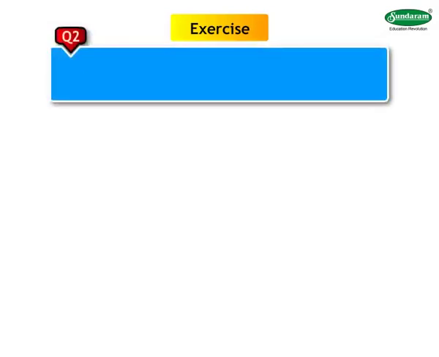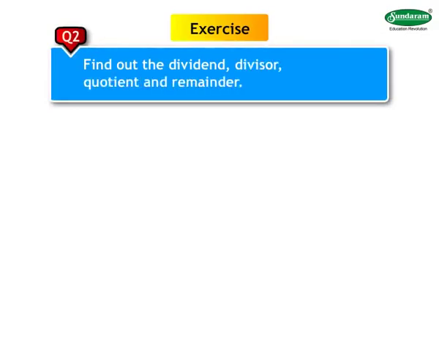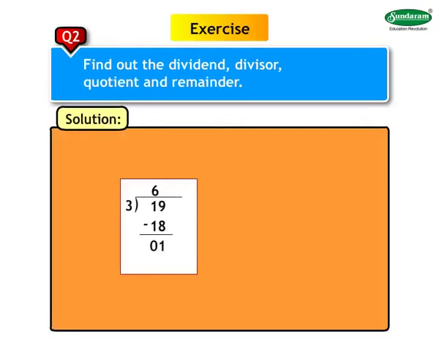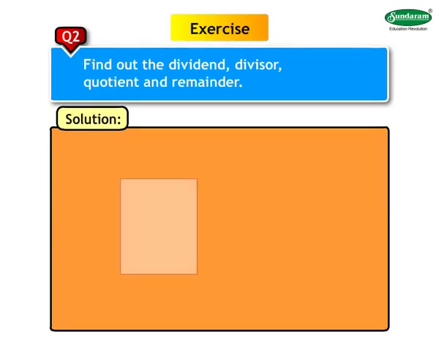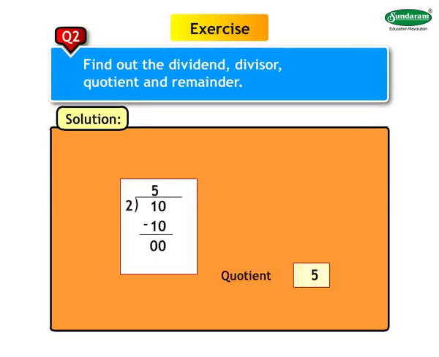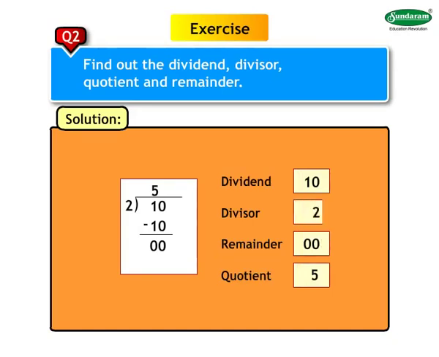Question 2. Find out the dividend, divisor, quotient and remainder. 19 is divided by 3. Here, dividend is 19, divisor is 3, remainder is 1 and the quotient is 6. 10 is divided by 2. Quotient is 5, remainder is 0, dividend is 10 and the divisor is 2.